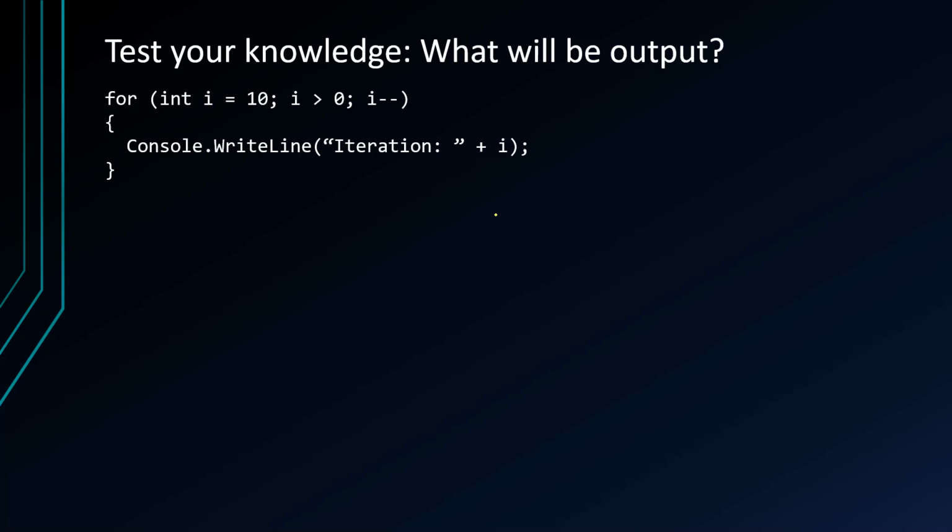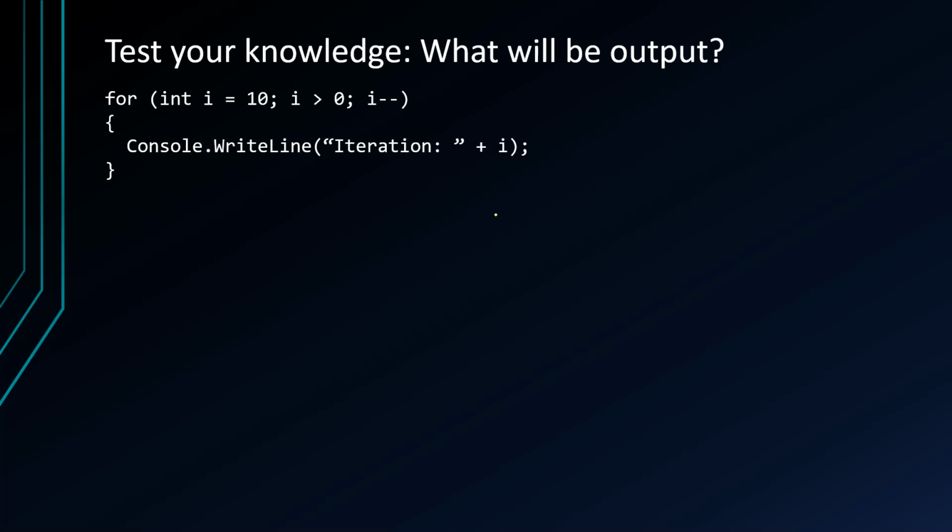So here we have a simple loop that says for int I is equal to 10, I is greater than 0. Keep looping as long as I is greater than 0, I minus minus. So what's going to be displayed on the screen right now? Pause the video for a second and see if you can figure it out.